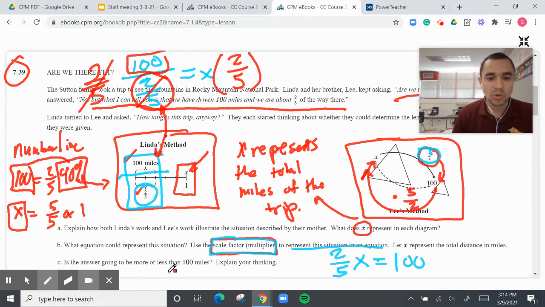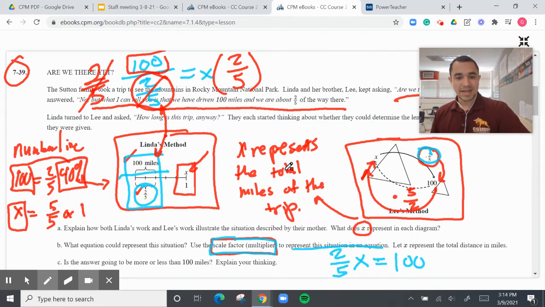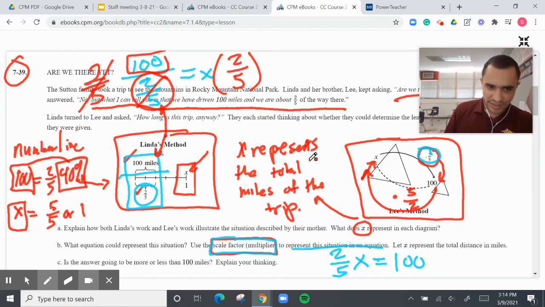Is the answer going to be more than or less than 100 miles? Well, here's the thing. If I went 2/5 and I got 100, what is 5/5 going to be? Well, 5/5 should be more than 100 because 5/5 is greater than 2/5.